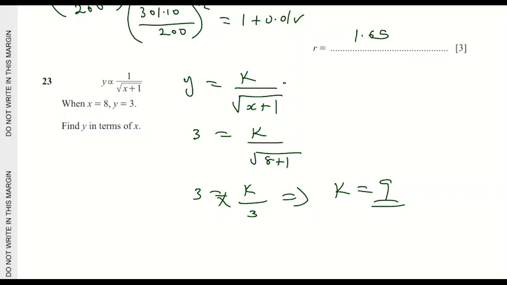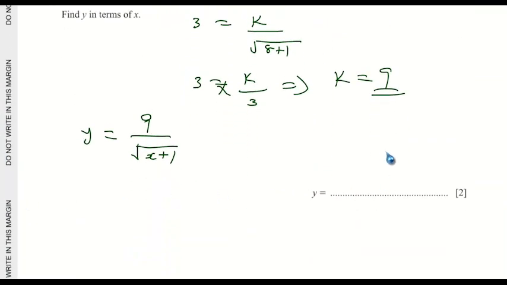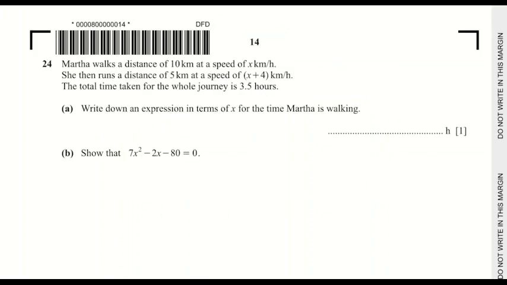Now let's substitute the value of k here. So we have y equals 9 over square root of x plus 1. That will be the final answer. So let's write down: y equals 9 over square root of x plus 1. So let's go to the next question, question 24.